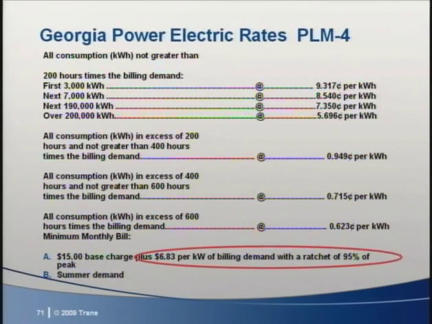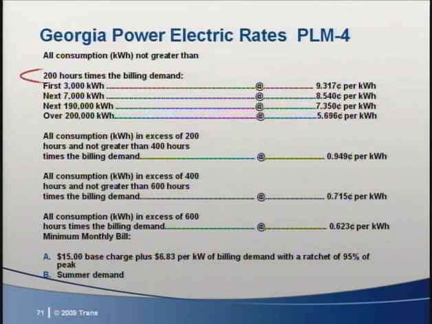Second, there is a 95% ratchet charge based upon the summer peak demand, and demand plays a significant role in determining energy charges. Needless to say, this rate is load factor sensitive. The utility itself says its effective demand is between $12 and $14 per kilowatt.